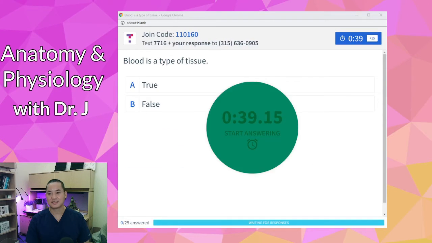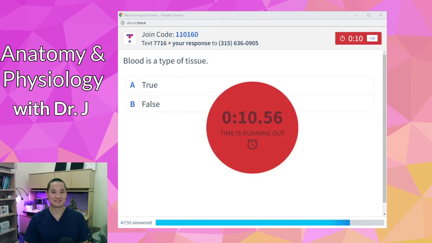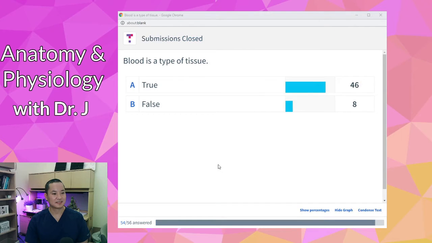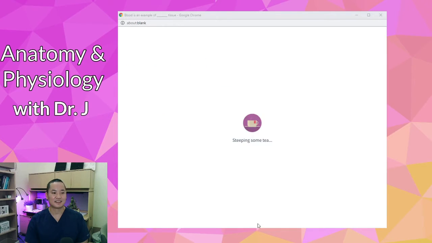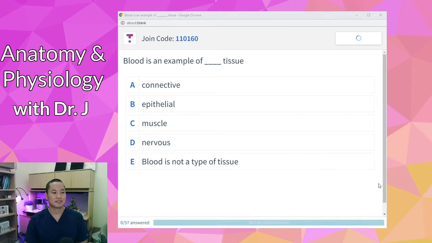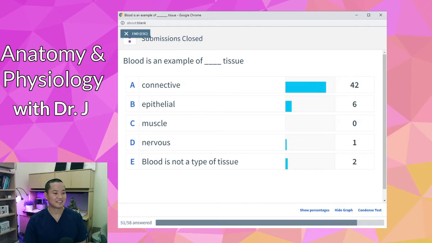True or false? Blood is a type of tissue. And if you're new to PHYL and you don't know what tissue is, check chapter 4 and my previous lectures. Okay, let's see what you said. So around 83% of you said that it's true, and you're correct. Blood is a type of tissue. Now, next question. What type of tissue is it? And again, if you don't know what connective and epithelial tissues are, chapter 4. And two people are still insisting it's not a type of tissue. It is a type of tissue.